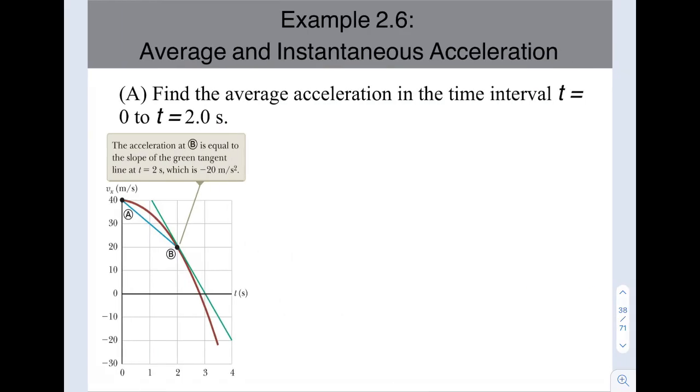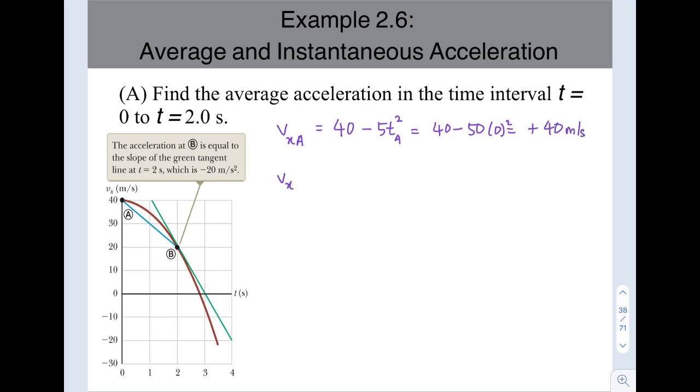Okay, the question. Find the average acceleration in the time interval between 0 to 2 seconds. Make use of the formula or expression given just now. V along the x-axis at point A is equivalent to 40 minus 5t squared, where t at A is 0, which gives you positive 40 meters per second.